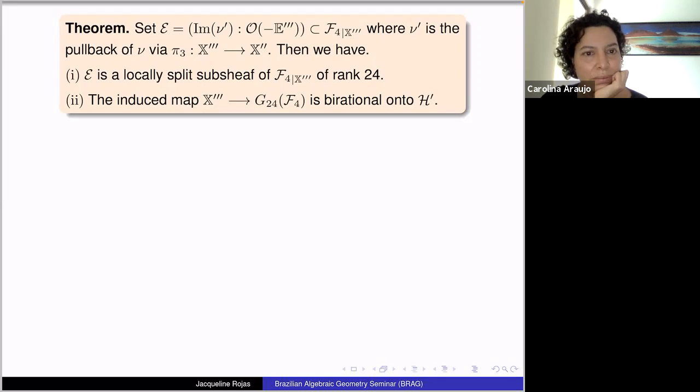This is not only to get a sheaf of rank 24, this is a flat family. And then it induces a map from the blow up, this X quadruple prime, to G24. That is the rational map. H prime is the component having as generic point the conic and 2 points.